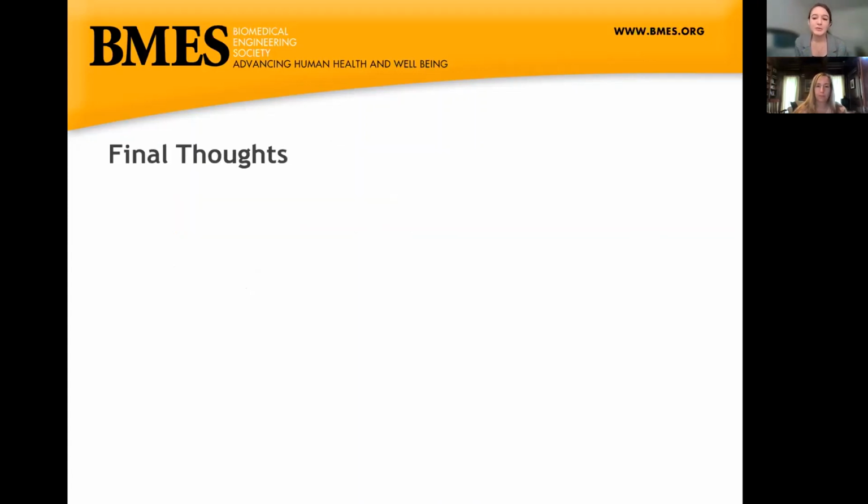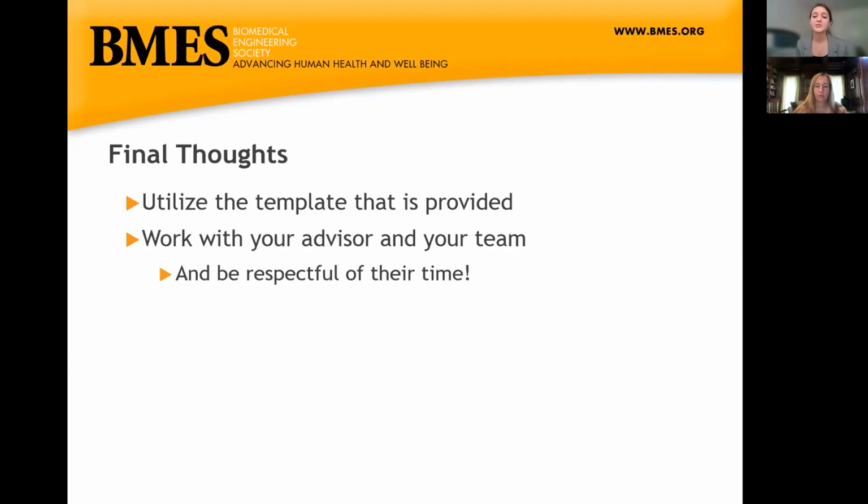So to wrap up and review, remember you're given a template online specifically for BMES, but most conferences have this as well. So utilize that template. Like I said, you can download it and fill it in as you go, or just make sure you have all those proper headings and font size and that sort of thing. You also want to make sure you're working with your advisor and your peers, as again, they're experts in the field and also in your project specifically. They've seen you work on this, and so they can give valuable feedback on the content of your abstract and how you should be organizing it. Also, you really want to be respectful of their time.